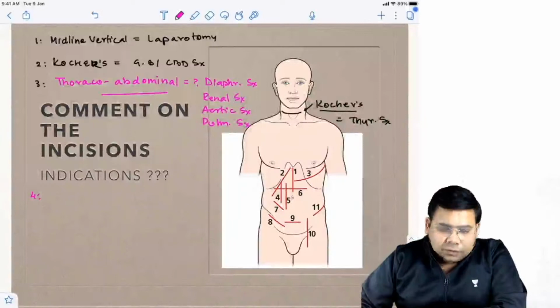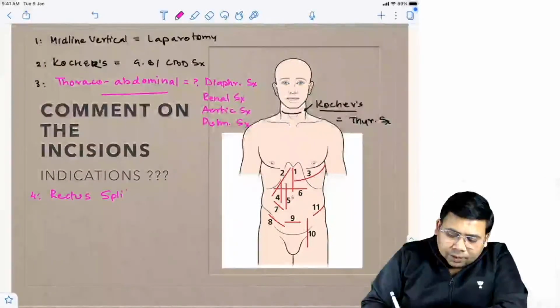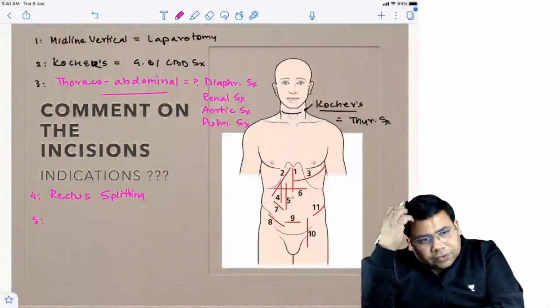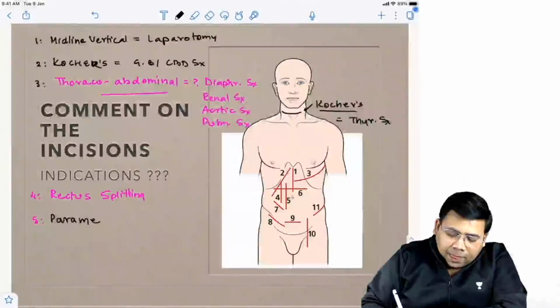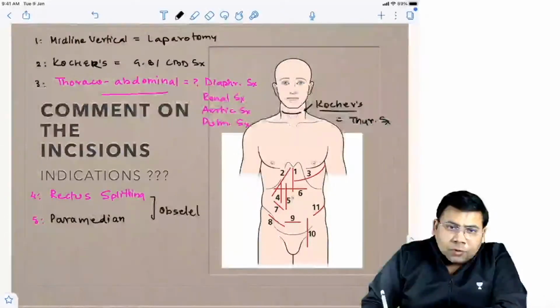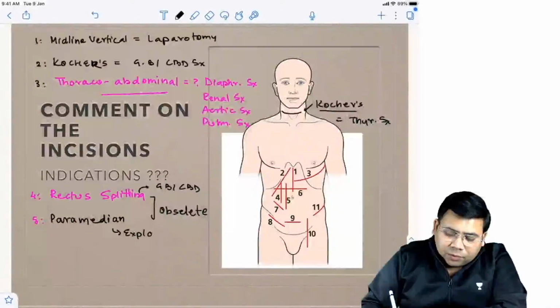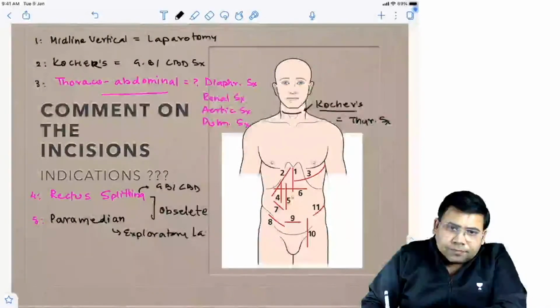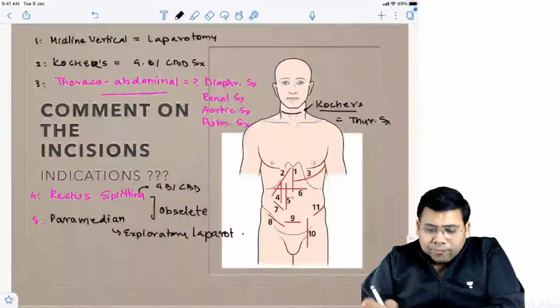Fourth is a rectus splitting incision. Rectus splitting. And fifth, what is fifth incision? This is paramedian. Today both these incisions are obsolete. We are not using these incisions. But classically this was used for gallbladder and CBD, and paramedian was used for exploratory laparotomy.